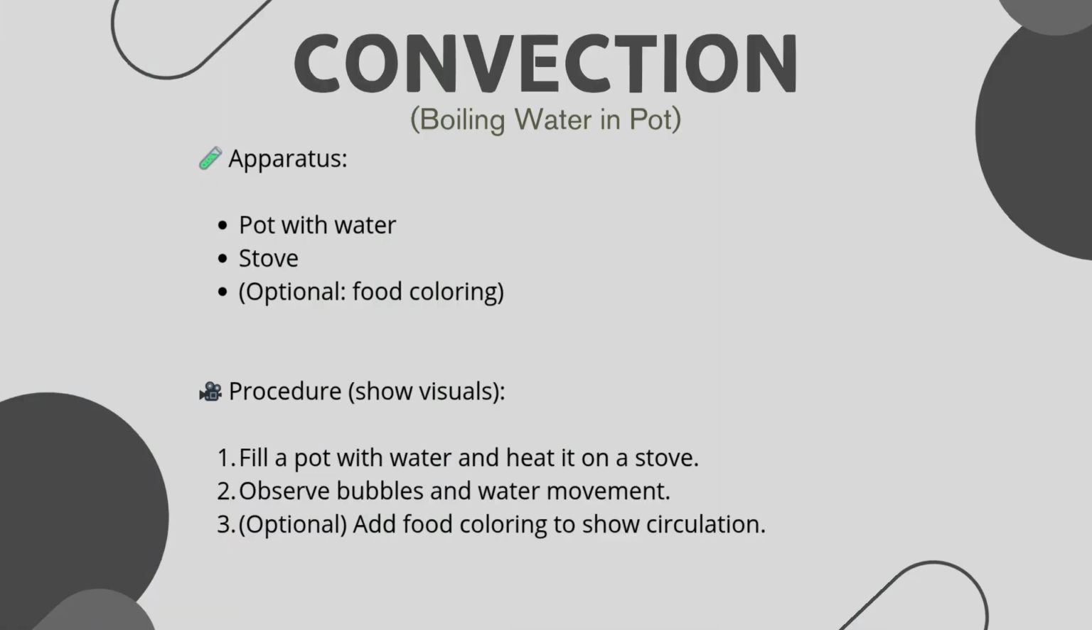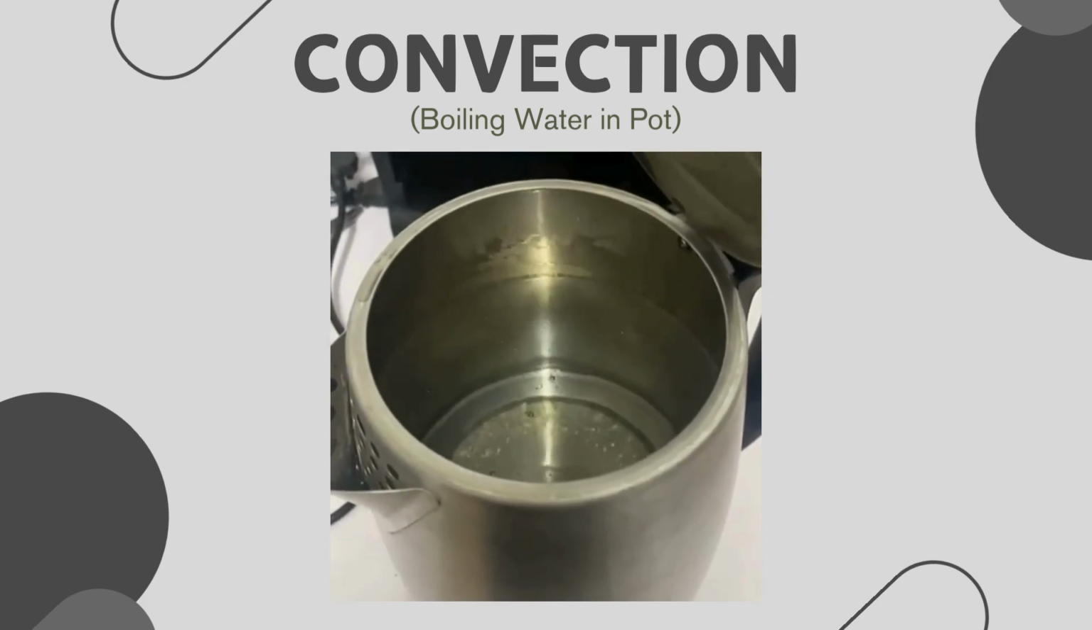So for the second experiment, we are doing convection. For the apparatus, first is a pot with water, second a stove, and optionally food coloring if you want to use it. So the procedure is, first, fill a pot with water and heat it on a stove. Second, observe bubbles and water in movement. And last one, if you want, add food coloring to show circulation. So this is the video of how the experiment was done.